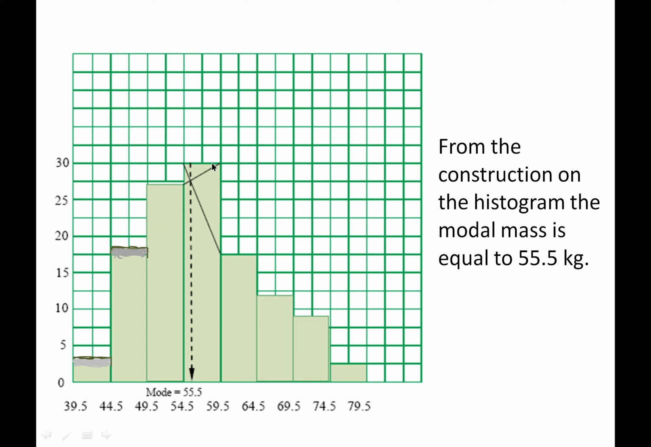But to get the modal mass, what you do is you connect the right-hand side of the column to the right-hand side of the column nearest it on the left-hand side. And then you connect the left-hand side of the tallest column to the left-hand side of the column closest to it on the right-hand side, which is this point. And where those two lines intersect, which is right here, you're going to draw a line parallel to the y-axis coming straight down. And this value here will be the modal mass. And in our particular situation, it worked out to be 55.5 kilograms.